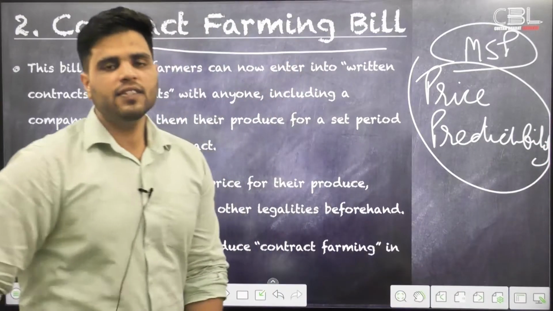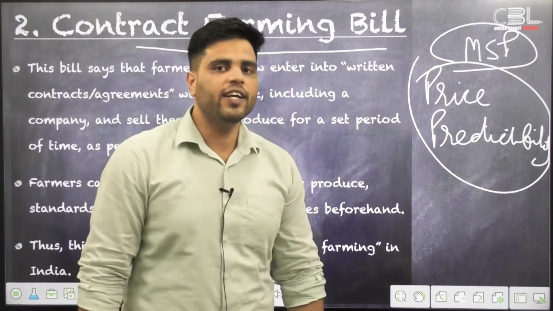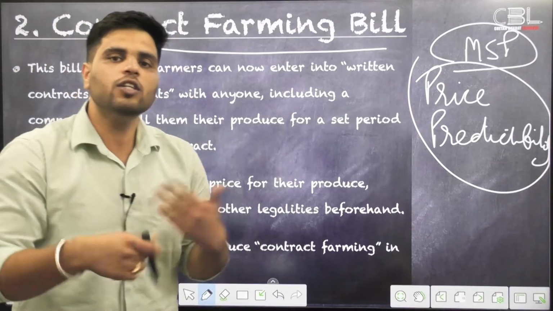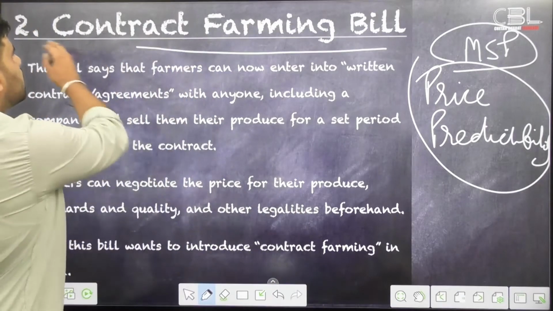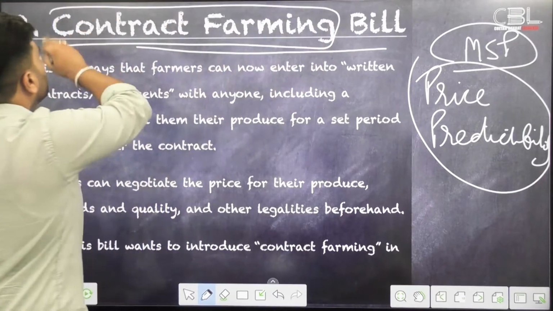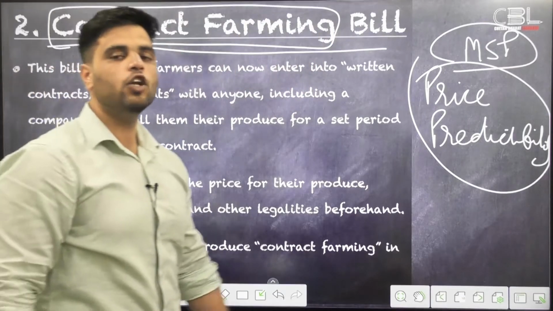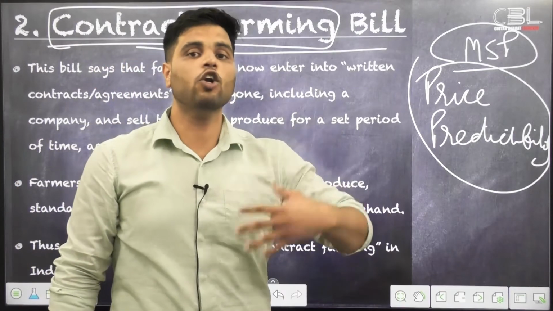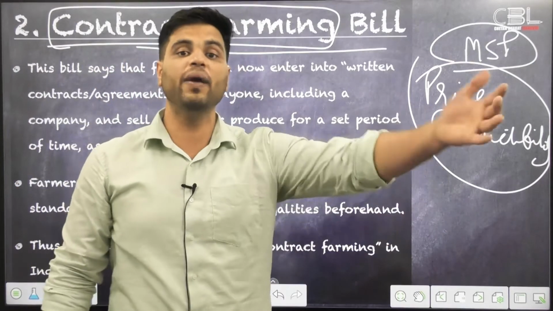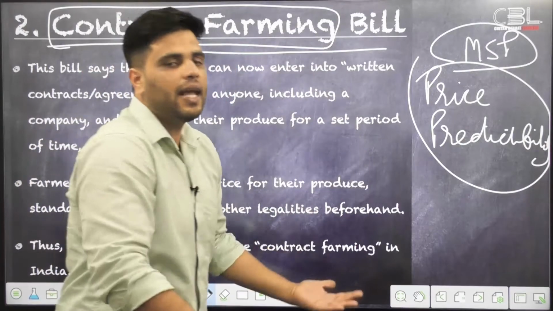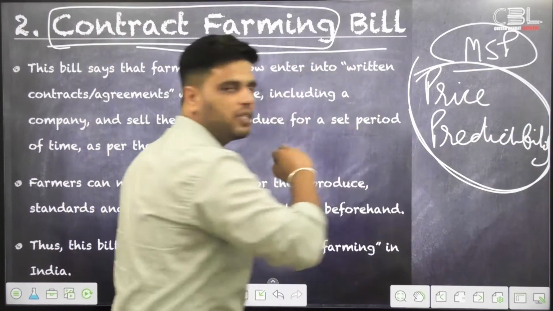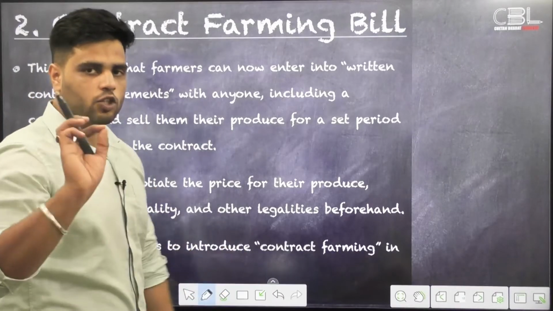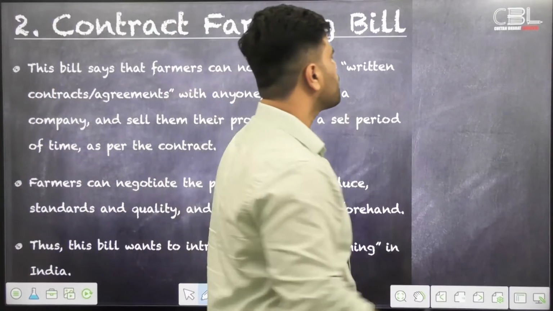Now, government believes that price predictability can be provided to farmers through other alternative means as well. And what are those alternative means? Nothing but contract farming. If farmers engage themselves in contract farming, if they engage themselves or be a party to several contracts with big food chains, then they don't need MSP for price predictability. Now, how would that happen? For that, you need to know a bit about contract farming.